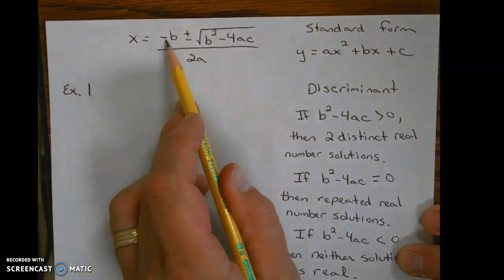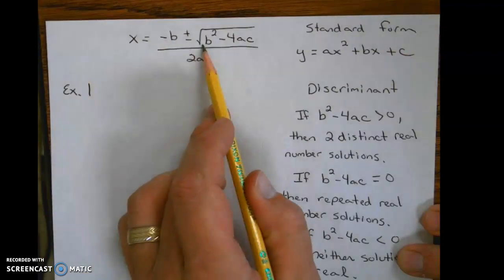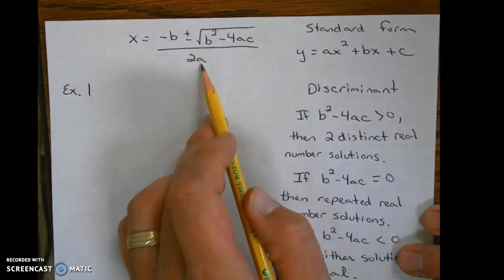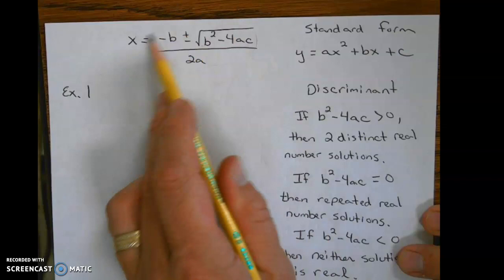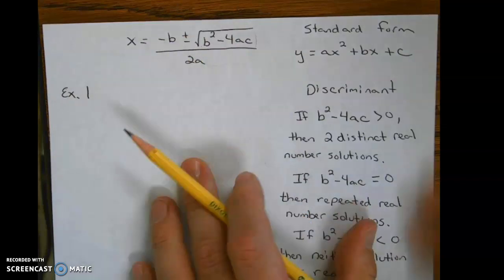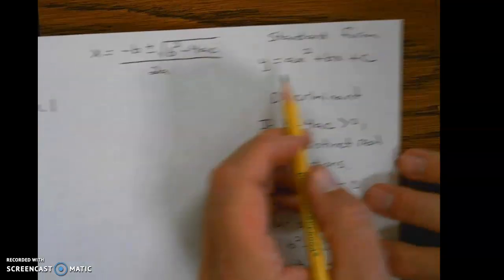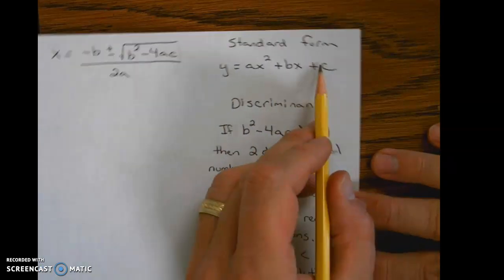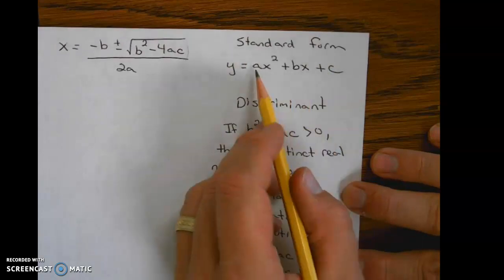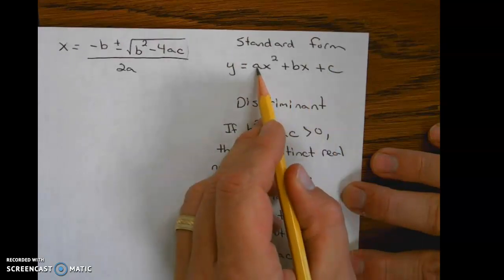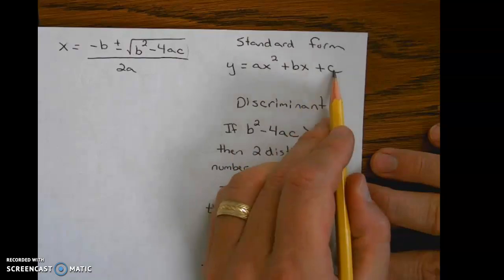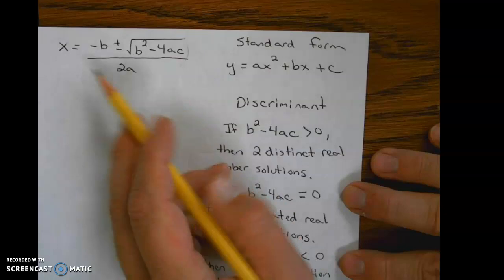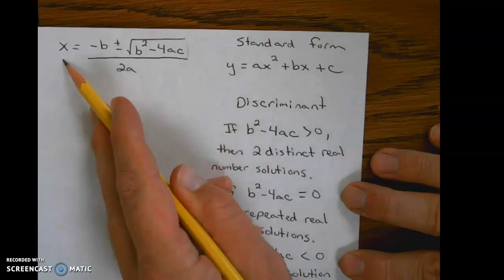x equals negative b plus or minus the square root of b squared minus 4ac all over 2a. In order to use the quadratic formula, you need to make sure that your quadratic equation is in standard form. When you're in standard form, you can then use the values of a, b, and c to plug into your formula and find your solutions.